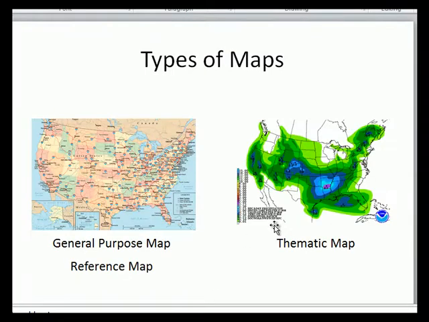So here's a couple examples. The one on the left is a general reference map. It shows cities, state lines, roads, water bodies, lots of different information. On the right, it shows a thematic map, which is a precipitation map, it looks like.